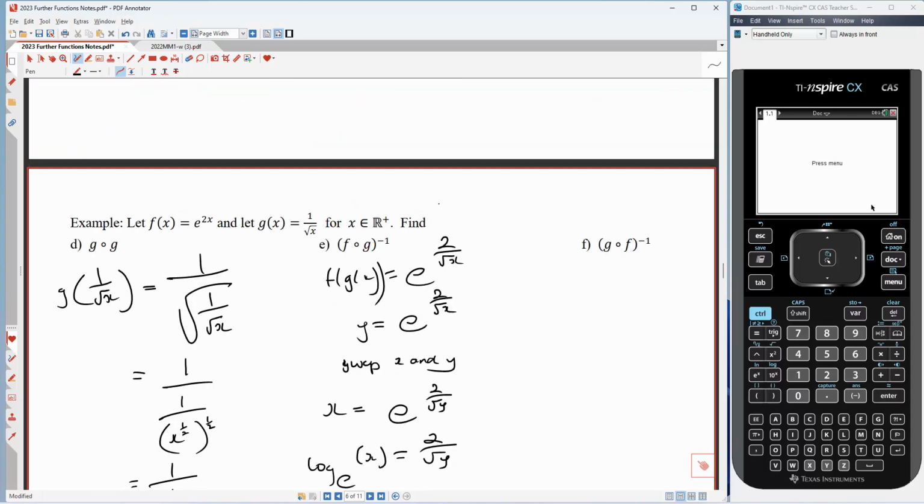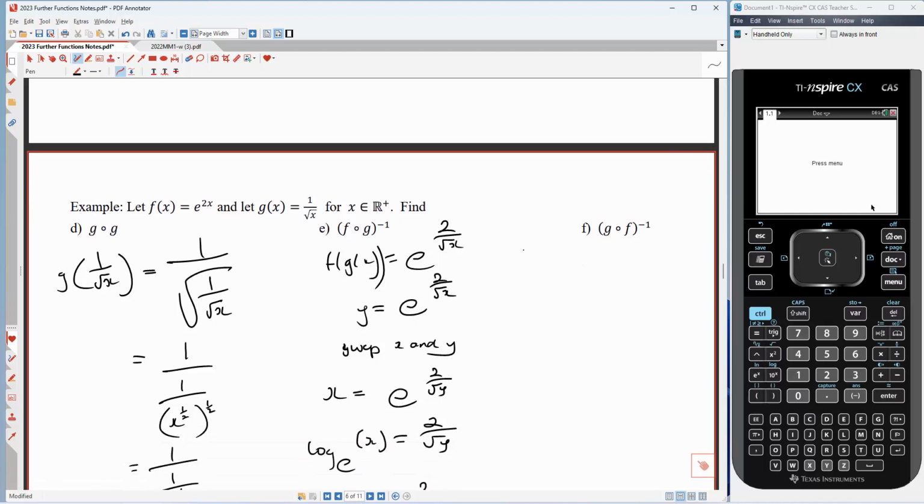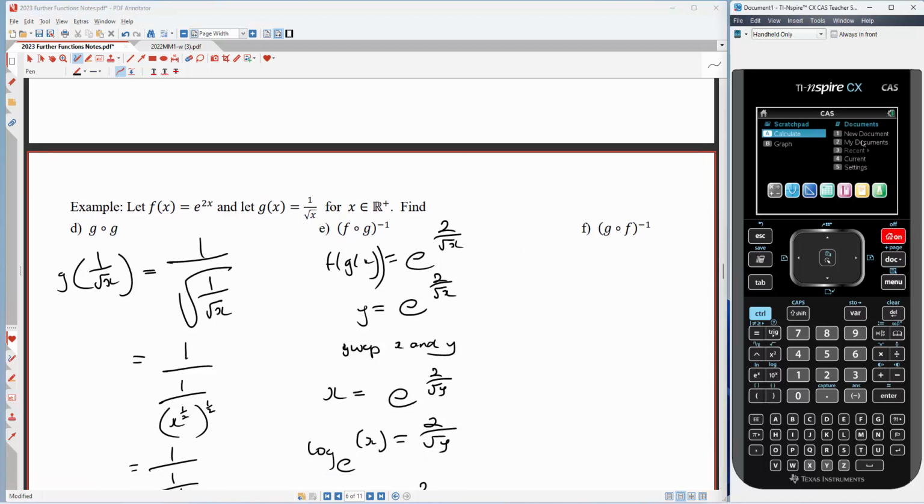Okay, it doesn't really ask us for the domain, but let's just try it out anyway. So what does e to the 2 over root x look like? I don't know. Probably worth our while just sketching that one.